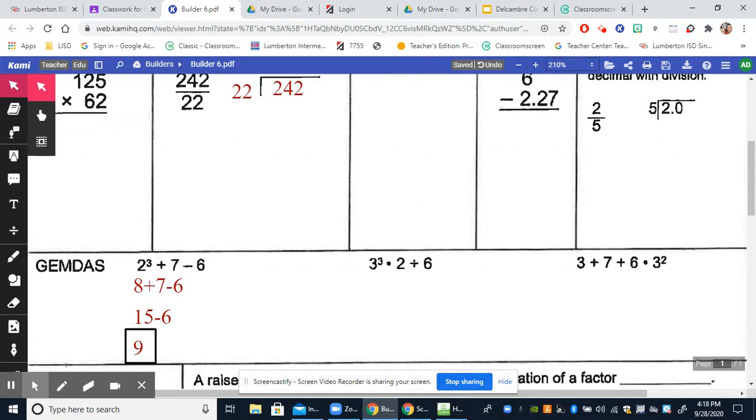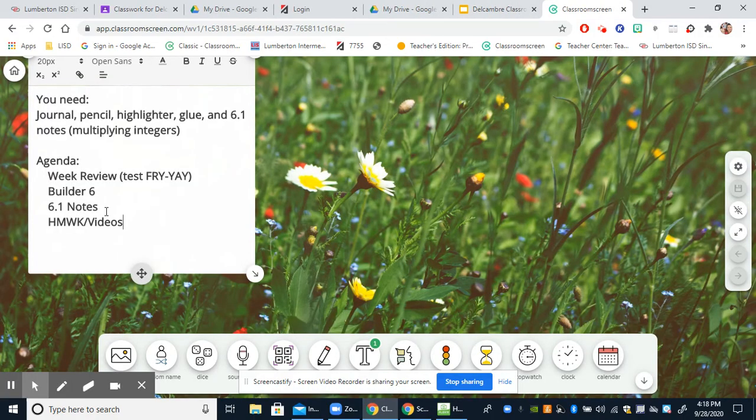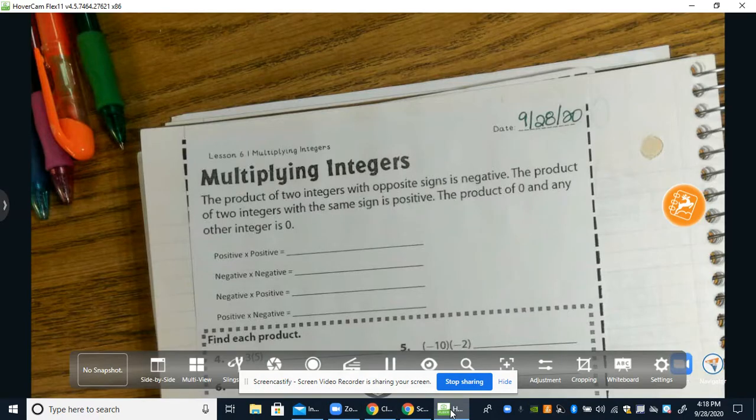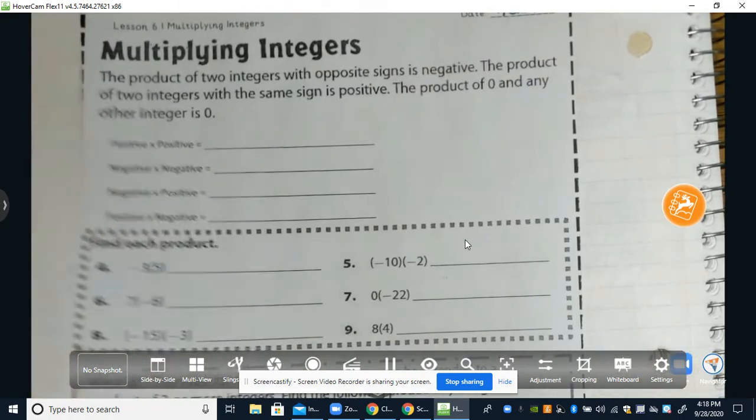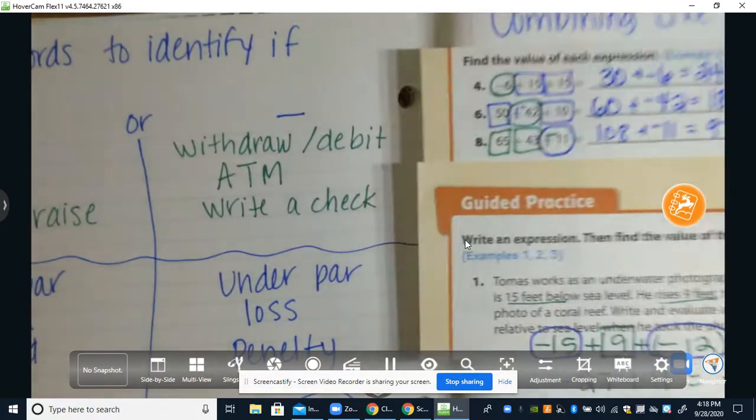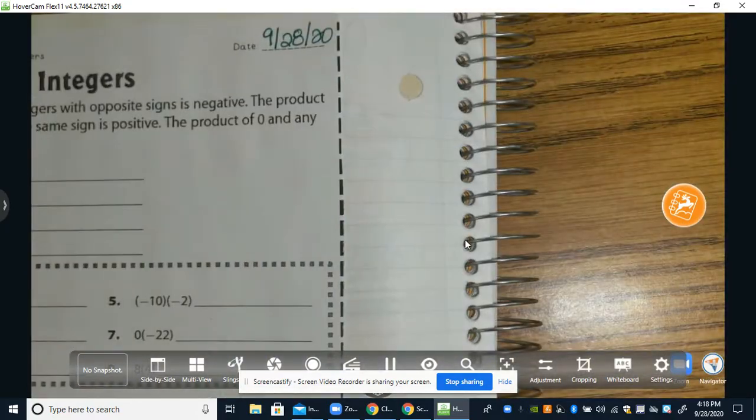All right, I'm going to close this out. Check on my agenda. All right, now let's go over 6.1 notes. So go ahead and get your journals out. And 6.1 notes go right after 5.4, which we cut out of the textbook.